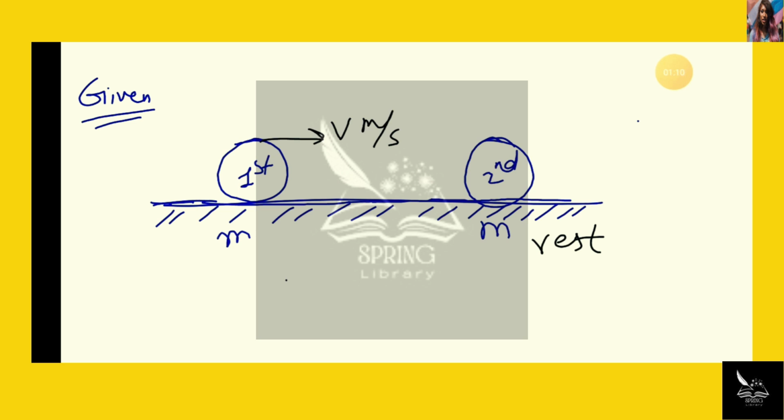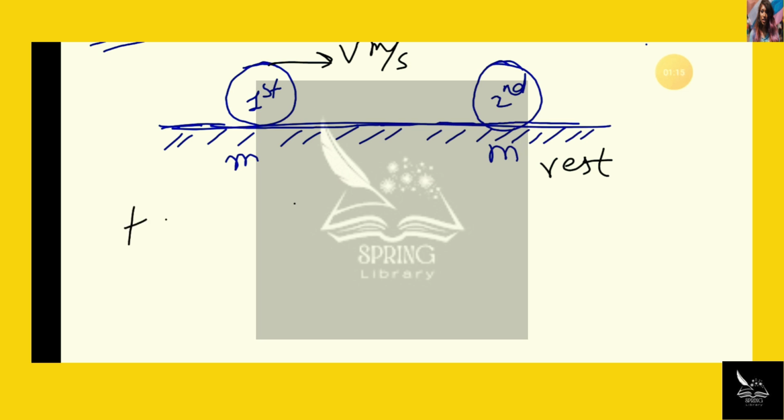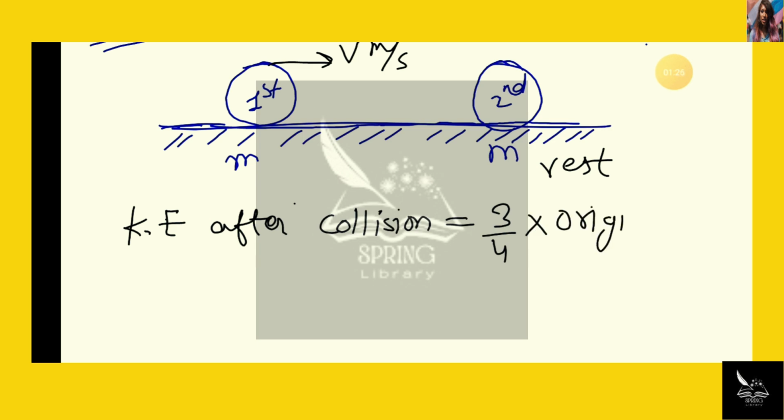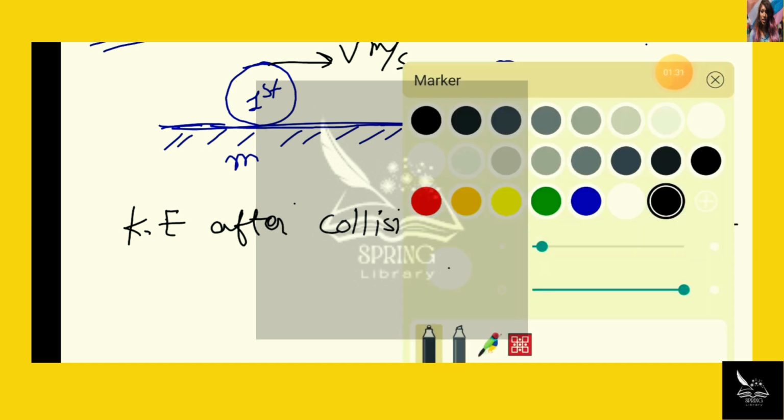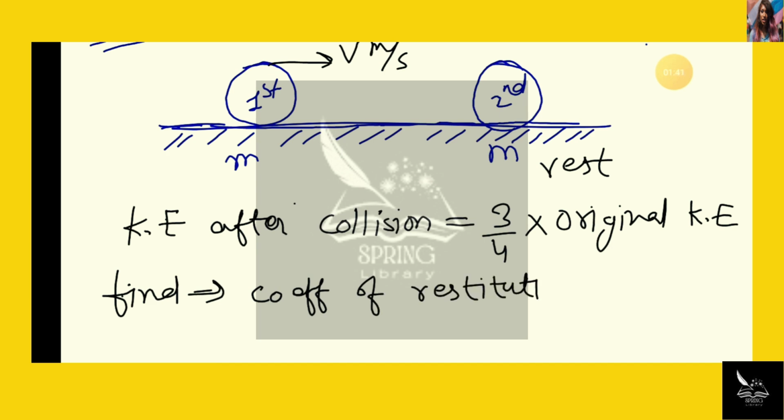And further information is, in the question it is saying that the final kinetic energy, that means kinetic energy after collision, is equal to 3/4 of initial, or I can say original, kinetic energy. So this condition is given in the question, and now finally the question is asking that we have to find the coefficient of restitution. So now let's start answering this question.